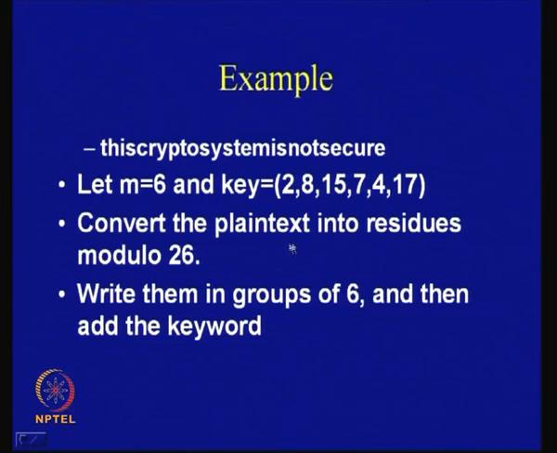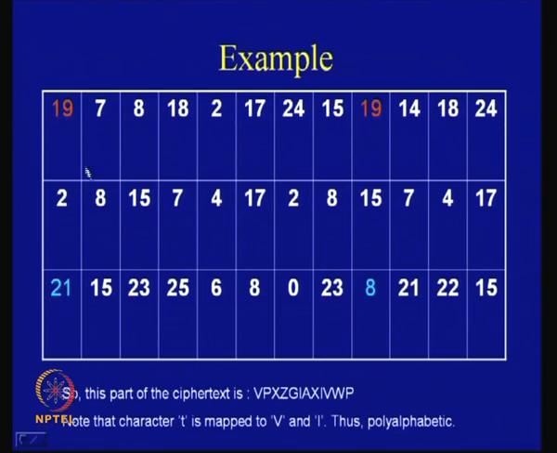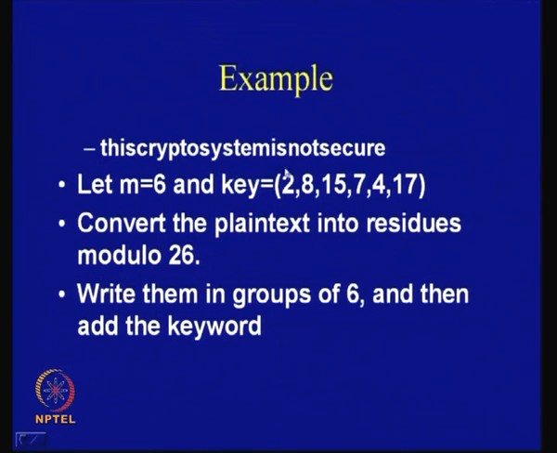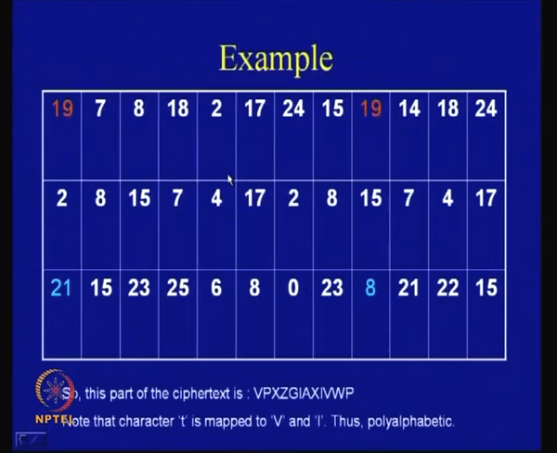So what you do is convert the plain text into residues modulo 26 and write them in groups of 6 and then add the keyword. That's the idea. If you take the numbers for "this crypto system is not secure", convert the plain text into this set of numbers, and then you start writing the key as 2, 8, 15, 7, 4, 17. Again repeat 2, 8, 15, 7, 4, 17, and keep on repeating as the plain text goes on. Now you start adding them modulo 26.